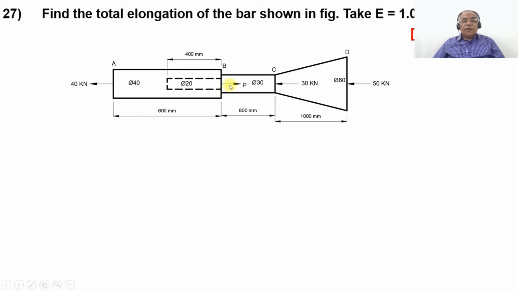Now first we need to find out the load, the force P. For equilibrium, the load acting towards the left side should be equal to the load acting towards the right side. This is 40 left side, 30 left side and 50 left side, and P is the only one acting towards the right side. So P will be equal to 50 plus 30, which is 80, plus 40, which is 120 kilonewton.